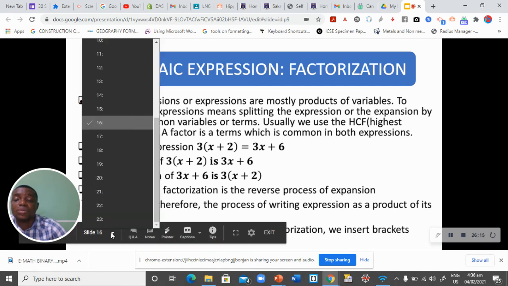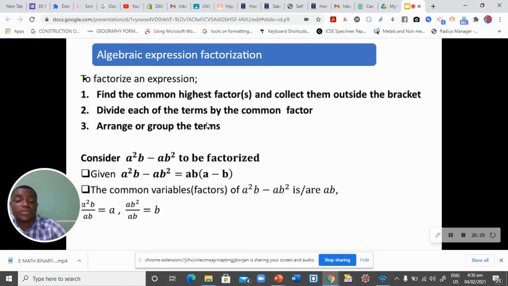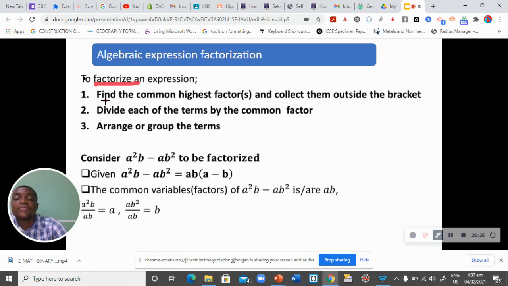So let's take a few steps and examples. To factorize any expression, we first find the common factors and collect them outside the bracket. We divide each of the terms by the common factors and arrange or group the terms. So let's consider a squared b minus a b squared. We are asked to factorize this.